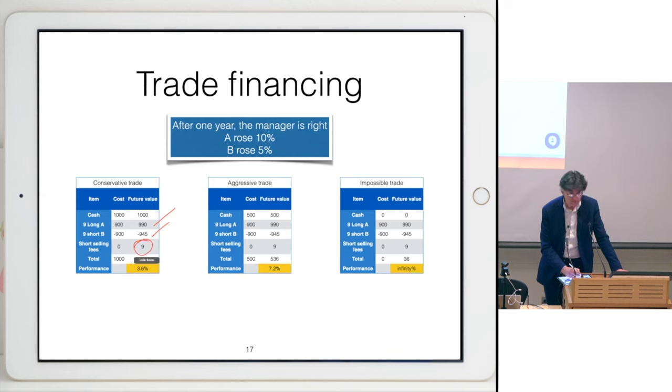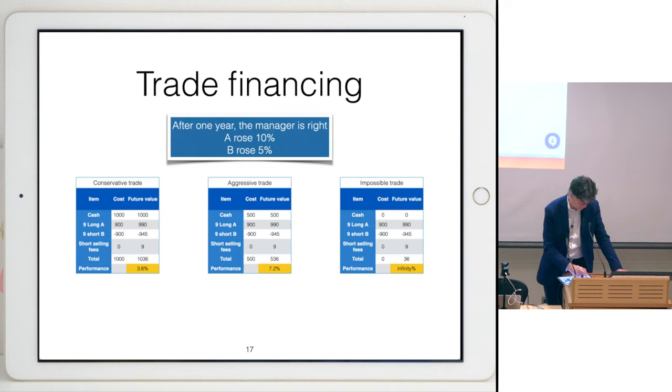Let's say I pay for my short selling. Remember, we have to pay for the short selling. Like when you borrow a car, you have to pay. I'm going to assume that you pay 1%. You typically pay 30 basis points, but let's say 1%, because it's easier to use 1% in my calculations. That means that I have a net profit of $36, or in other words, 3.6%.